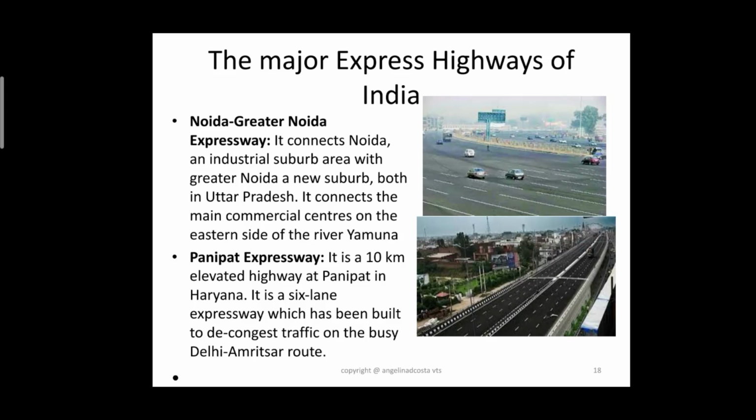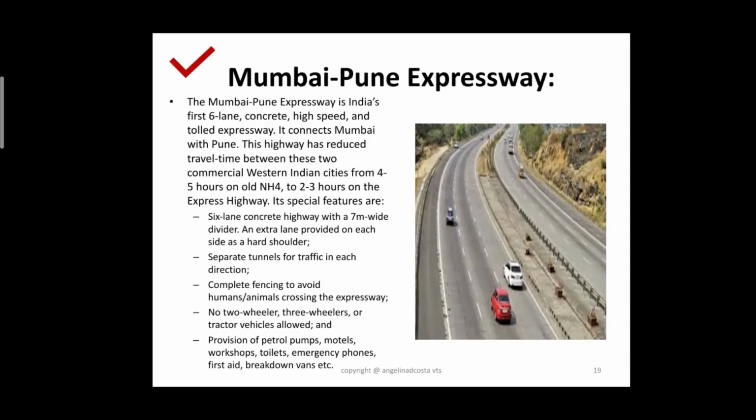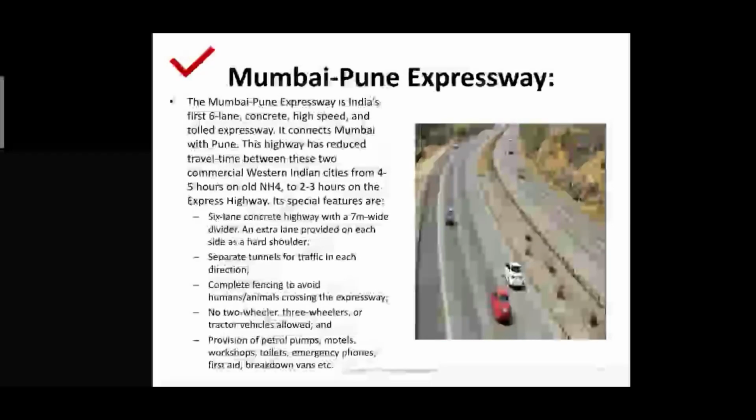Its special features are 6-lane concrete highway with a 7-meter wide divider, an extra lane provided on each side as a hard shoulder, separate tunnels for traffic in each direction, complete fencing to avoid humans or animals crossing the expressway, no two-wheeler, three-wheeler or tractor vehicles are allowed, and provision of petrol pumps, motels, workshops, toilets, emergency phones, first aid and breakdown vans are available.